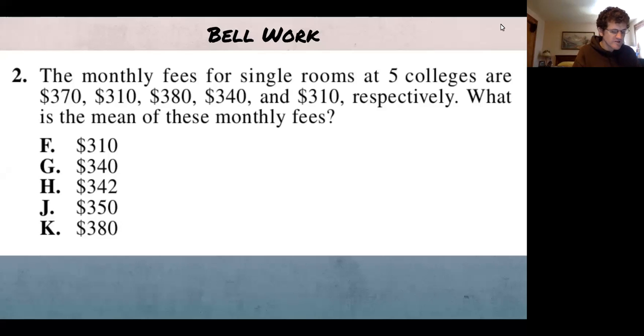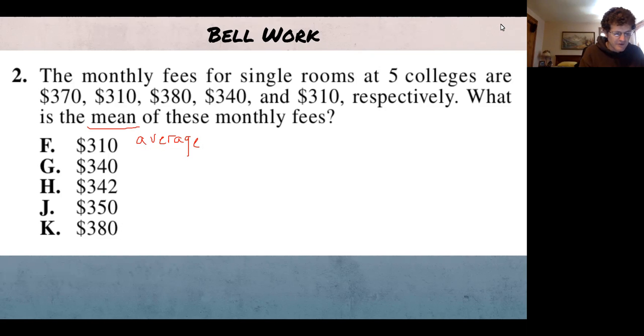So this is asking for the mean of the monthly fees for, what is this, single rooms. That sounds like a heck of a deal in this day and age, doesn't it? So when it's asking for a mean, it's asking for an average. And an average is you just take all the values, add them together, and then you divide by the number of data points that we're looking at.